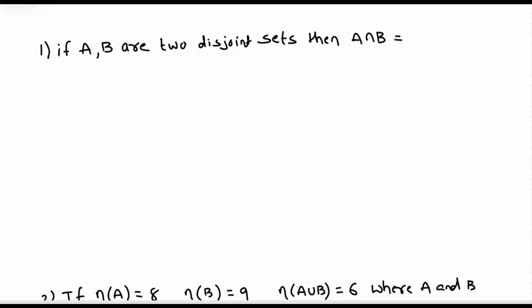Today we are going to learn the topic sets. Okay. So what is the first question there? A and B are disjoint. So what is the meaning of disjoint?